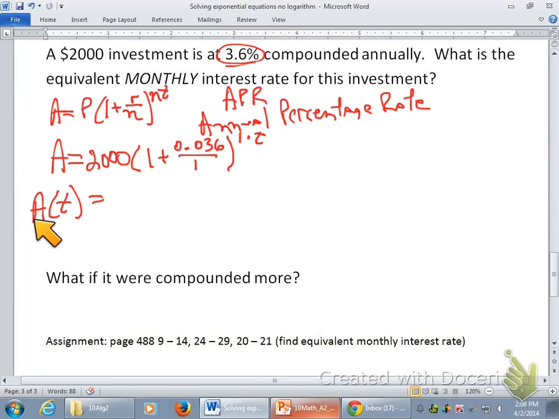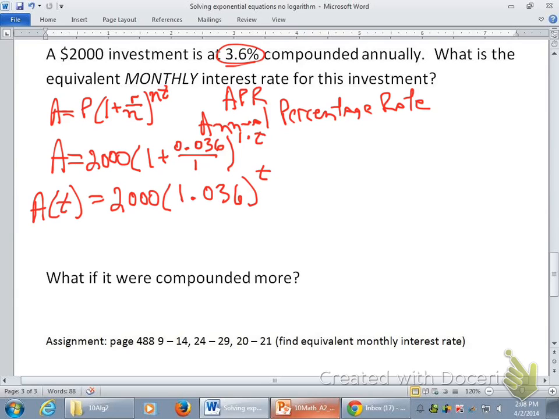So the amount is a function of time. And I'm just going to rewrite that. 2,000. Now, can I simplify these parentheses? Yeah, that's divided by 1, and then it's plus 1. So that's 1.036 raised to the t power. Are we okay with that?